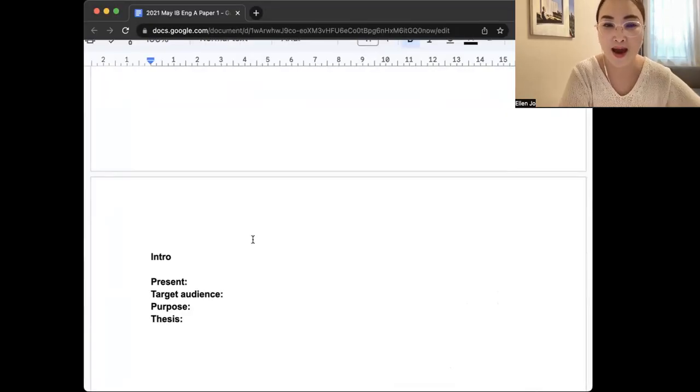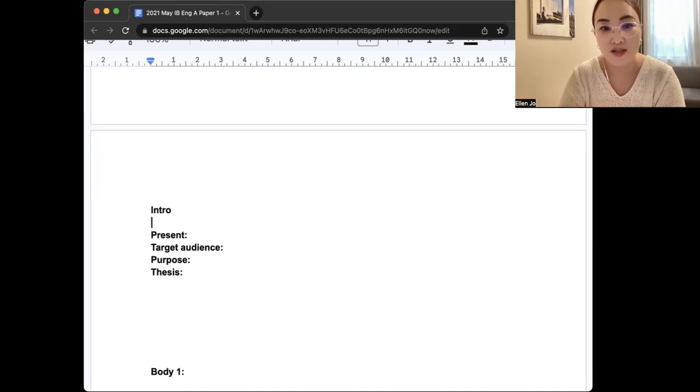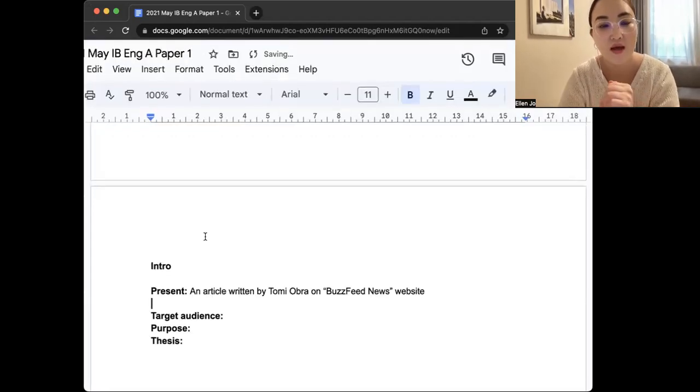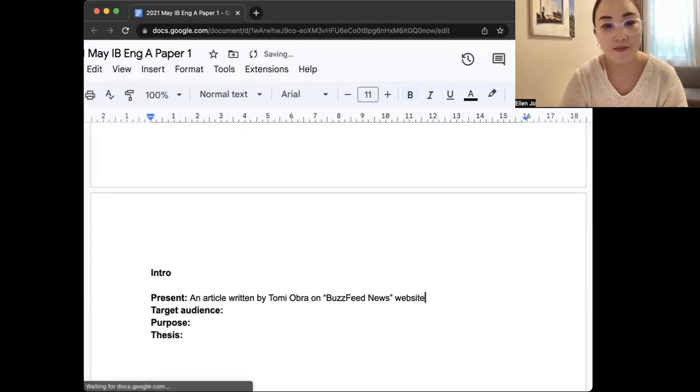All right, what I mean by outlining a paper 1 essay is that we basically summarize what you are actually going to write down for your paper 1 essay. Basically, if I read the introduction the student wrote, I must be able to know whether or not the student has understood the text completely. So for the given text that we have just checked, the first point is: where does the article come from? We must be able to summarize the origin of the article. So we can say, this is an article written by Tommy O'Bra on the BuzzFeed News website.